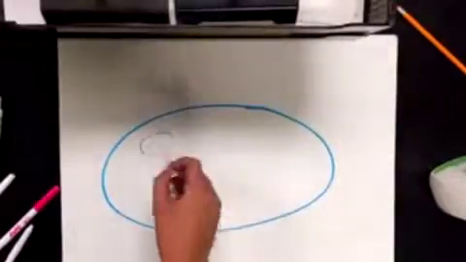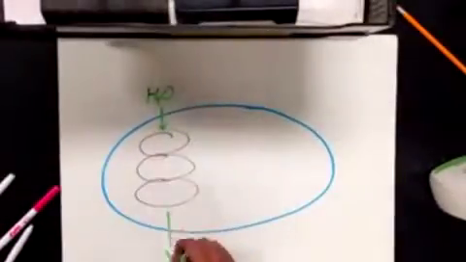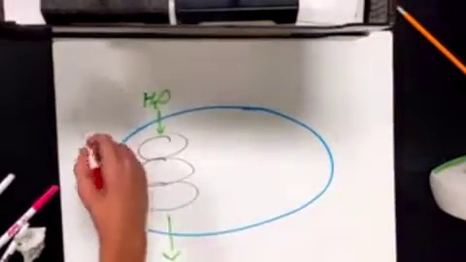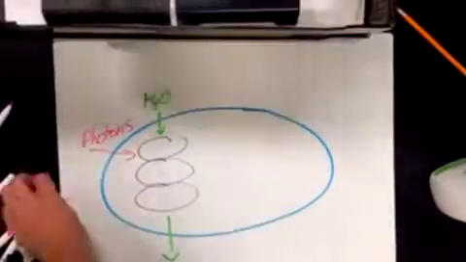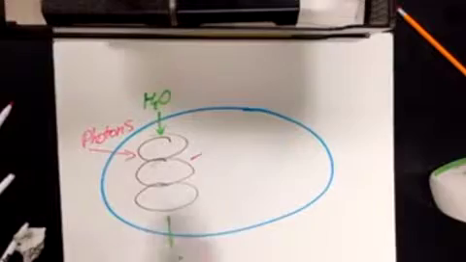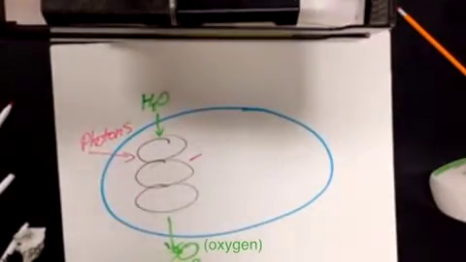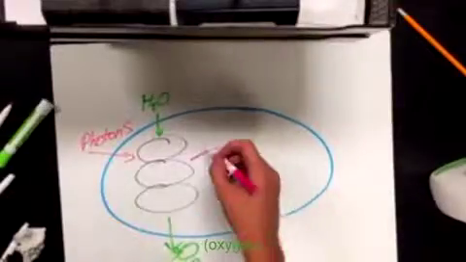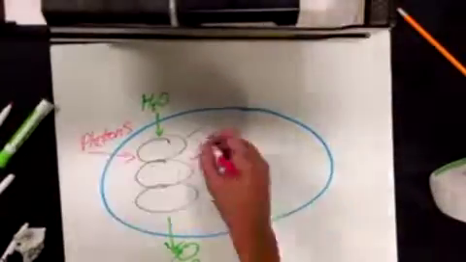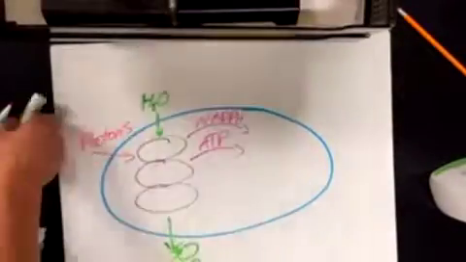As a general overview, the water is taken into the thylakoid and acted upon by photons. This causes a chain of events to occur that results in the creation of oxygen, a gas that is released out of the cell and chloroplast, ATP, and NADPH. These energy carriers are sent to the Calvin cycle.